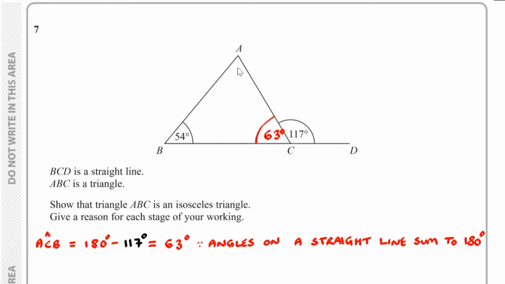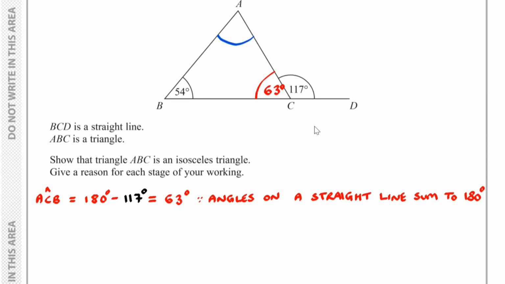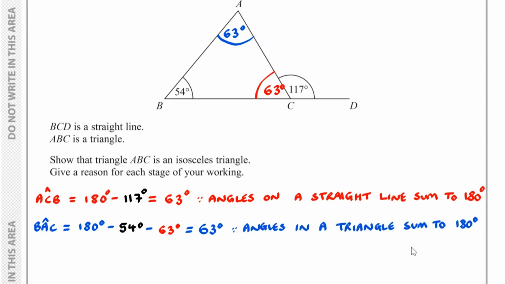Then we can find out what this angle here is. So the angle BAC, which is this angle here, we can find out by doing 180 subtract the 54 subtract this 63, and if we work that out, we would get 63 degrees. And so therefore, the reason for this is angles in a triangle sum to 180 degrees.